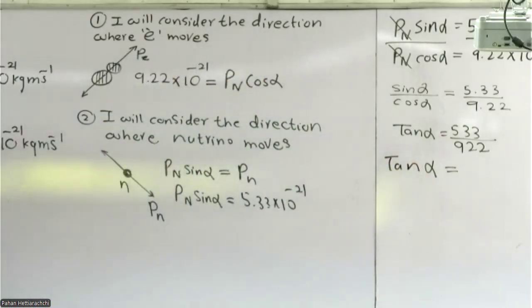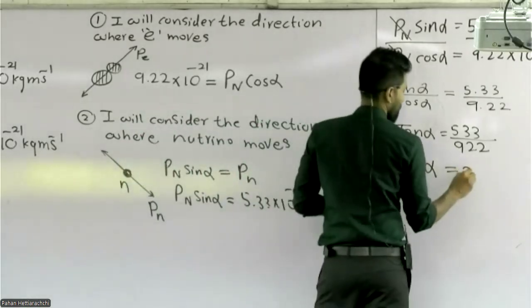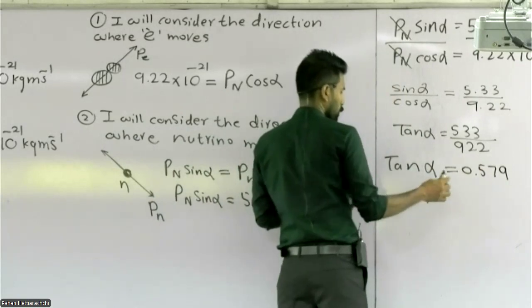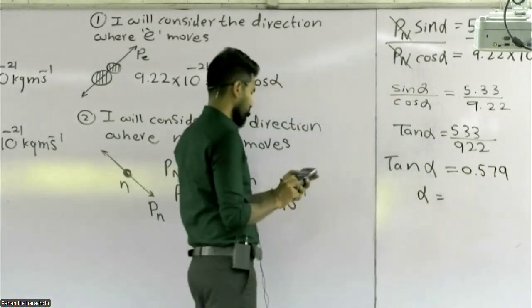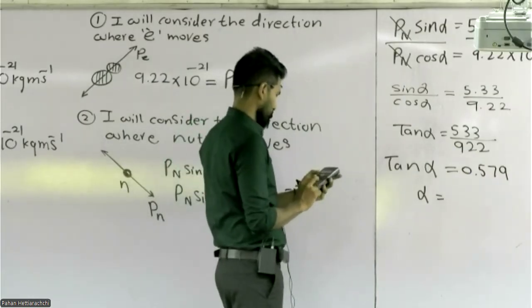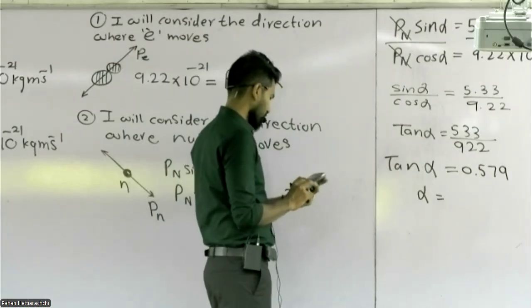Tan alpha is equal to 0.579. So for alpha, you have to go to the logbook, but I'll give you the answer from the calculator.